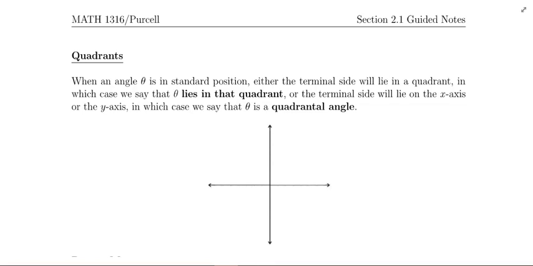All right, so what I have here is just the x-axis and the y-axis, so the xy plane. Remember, your x-axis is the horizontal or the left-right axis, and the y-axis is the up or down, or the vertical axis. When the x-axis and the y-axis intersect, they break the plane up into four distinct parts. I'm going to highlight them in different colors so you can tell the difference.